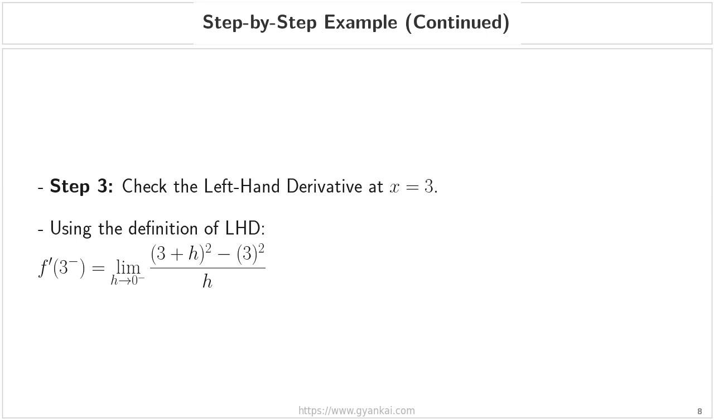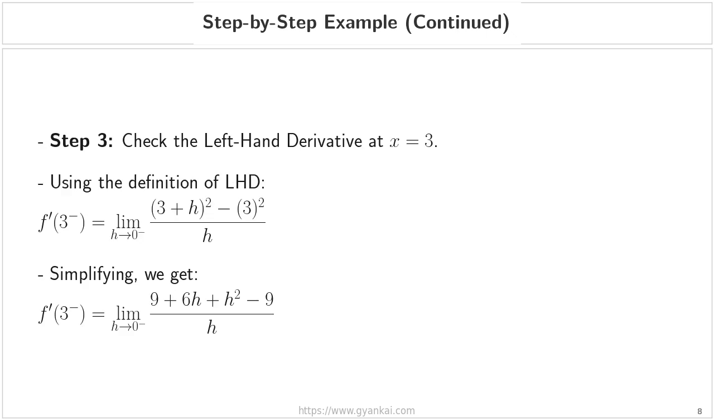Step-by-step example continued. Now that we have verified the differentiability of the open interval and the right-hand derivative at the starting point, we move to step 3, which is to check the left-hand derivative at the right endpoint, x equals 3. To do this, we apply the formal definition of the left-hand derivative. We look at the limit as h approaches 0 from the left of the expression, the quantity (3 plus h) squared minus 3 squared, all divided by h.